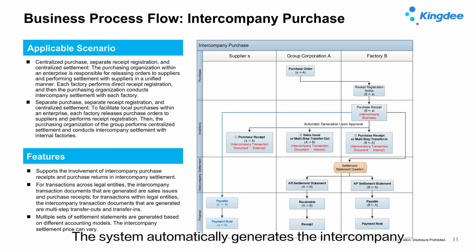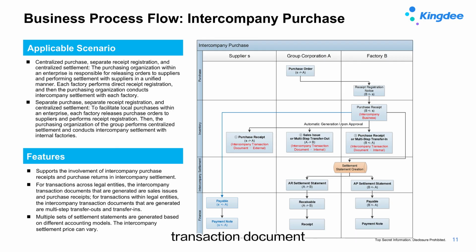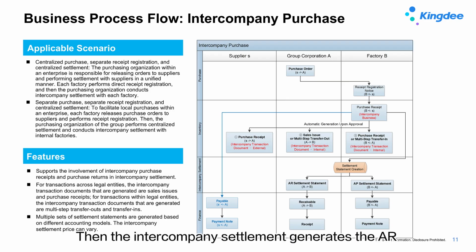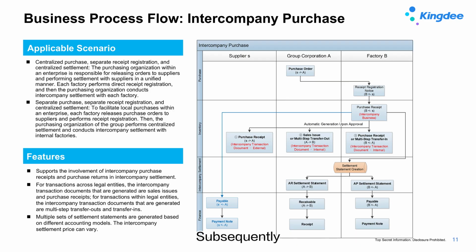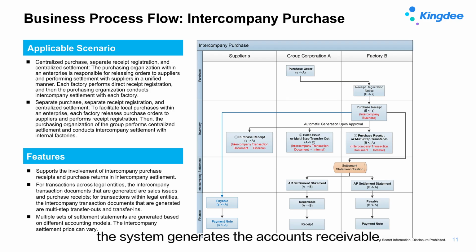The system automatically generates the intercompany transaction document upon approval of the purchase receipt document. Then the intercompany settlement generates the AR settlement statement and AP settlement statement. Subsequently, the system generates the accounts receivable, receipt notes, accounts payable, and payment notes.